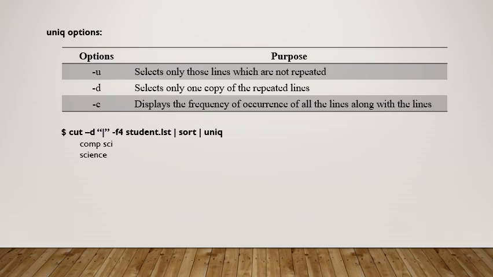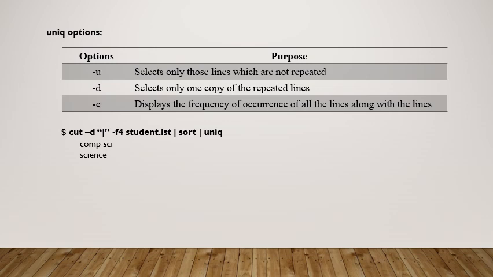So here I have taken an example. As you can see, I've used the uniq command with the -d option, and the cut command with -d and field 4 on the student.list file. Then you know the procedure: to use the uniq command, you have to first sort the file. So after that I'm sorting the file, then using the uniq command on it. You can see the output: computer science and science.